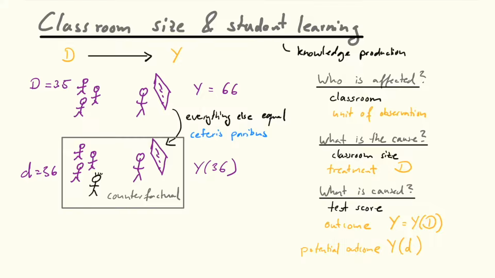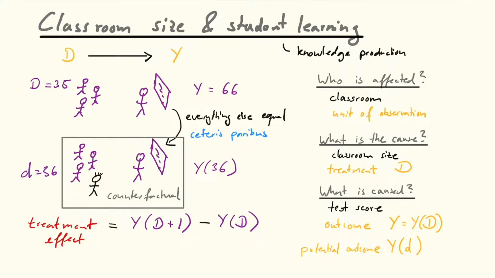Regardless of what this number is, at least now we have all the tools that we need for a clean definition of the treatment effect. The treatment effect is equal to the outcome in the counterfactual scenario, the outcome where we have added one student to the class size, minus the outcome in the observed scenario, that is the outcome where class size is equal to capital D.